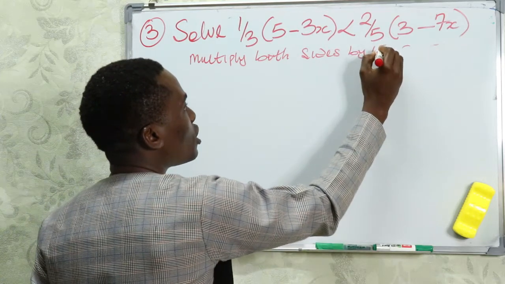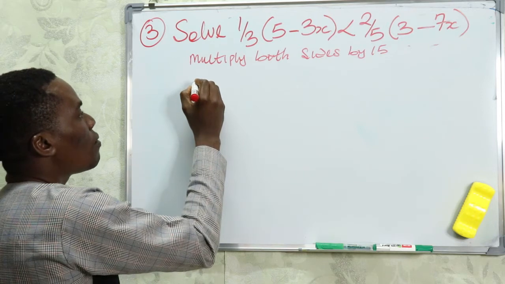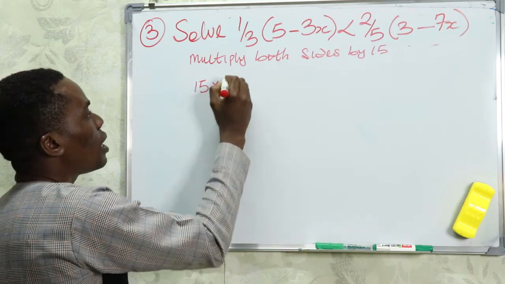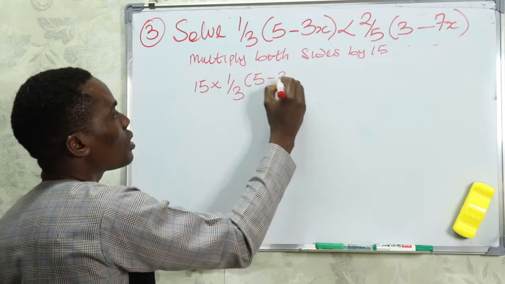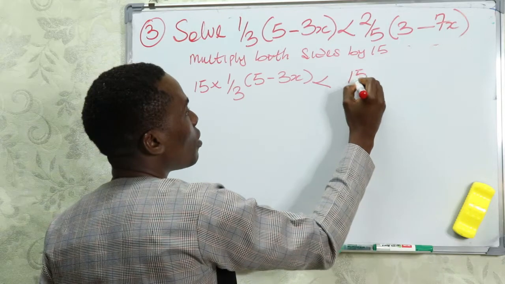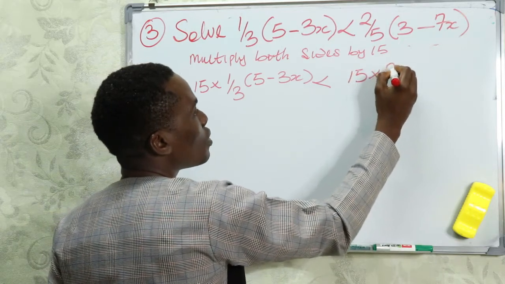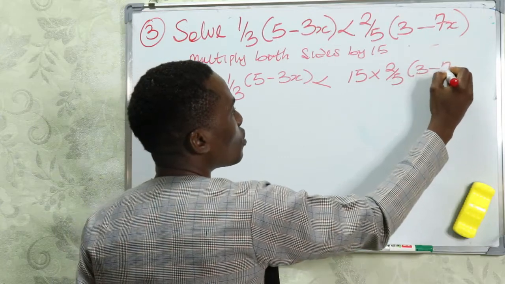By 15, which is common. Now if we multiply both sides by 15, we'll have 15 multiplied by 1 over 3 into bracket 5 minus 3x, less than 15 multiplied by 2 over 5 into bracket 3 minus 7x.